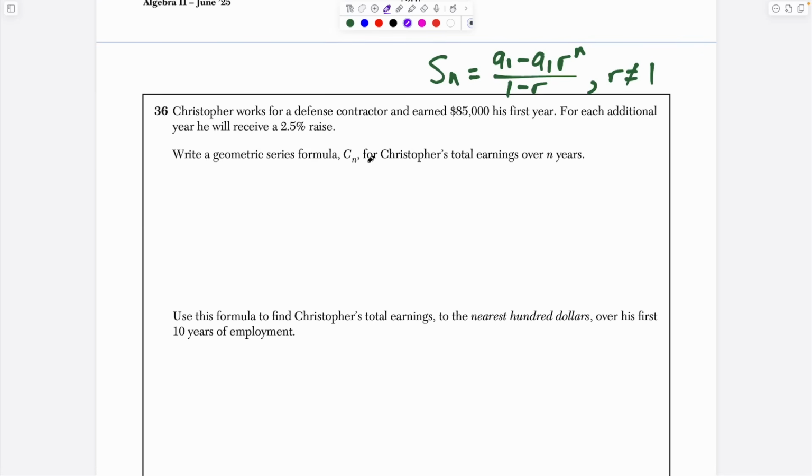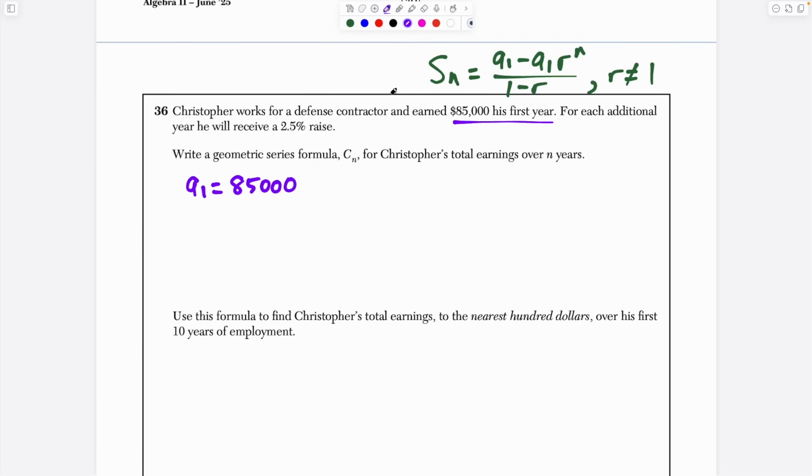However, they're telling us to name it C sub n. And I'm guessing because Christopher's name starts with C, so they want the alliteration here. So we're going C sub n. But we just have to find each of these pieces. So a sub 1 is the first term of the geometric series, and that's going to be based on how much he earns in his first year. Okay, so 85,000 is going to be a sub 1.